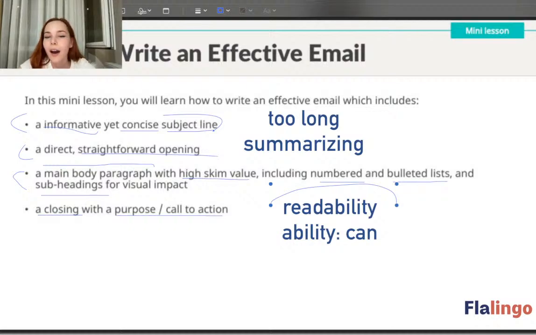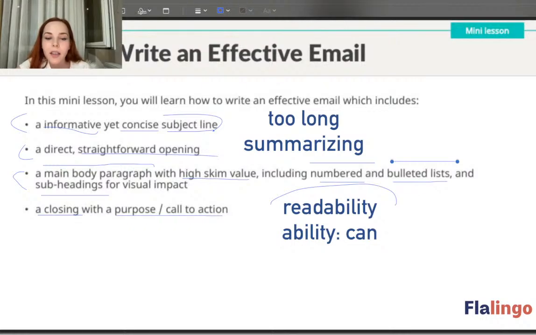Okay, so high skim value includes numbered and bulleted lists. So when I want to be direct with my purpose, I need to number my, let's say, demands if I'm demanding something, or I can make a bulleted list. So you will see in the lesson. I don't need to explain in detail.